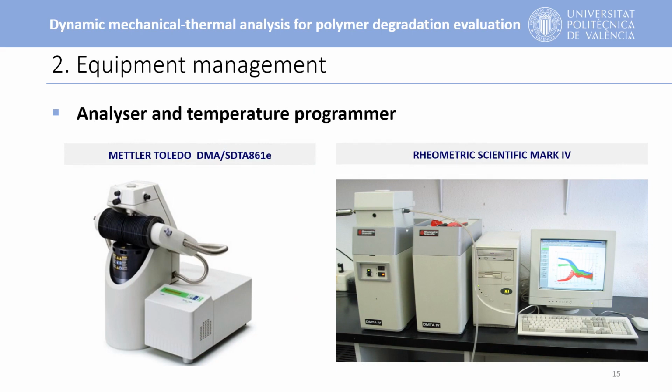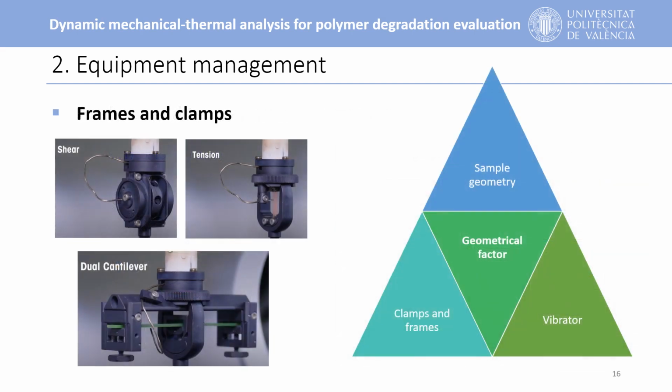The temperature programmer allows measurements with different heating rates, from 0.1 degrees per minute to 20 degrees per minute, using a temperature range from minus 150 to 300 degrees. The DMTA allows determining several mechanical moduli, and for that reason there are different types of clamps. It's very important to highlight that every clamp has its own geometrical factor, which is of paramount importance to determine the complex modulus appropriately. The geometrical factor is strictly correlated to the sample geometry, the vibrator, and the used clamps and frames.